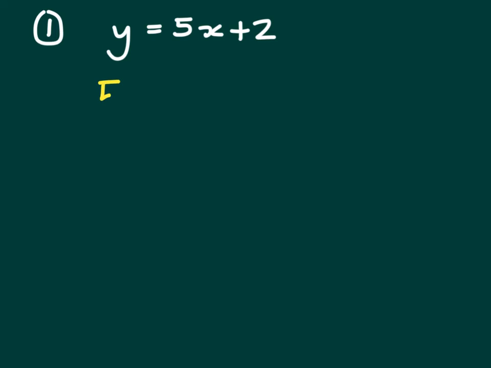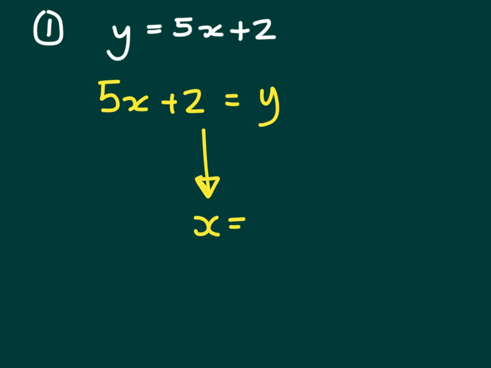First thing I would do here is I would rewrite this as 5x plus 2 equals y. And then I want to change the subject to get x equals. And then remember, when you come to write down the inverse function, you change the y's, which are on this side here, you change them for x's.